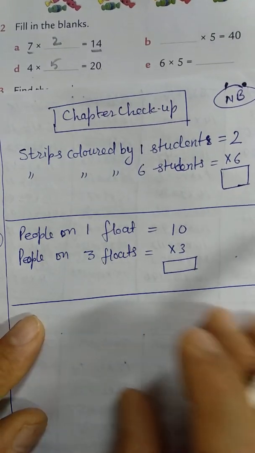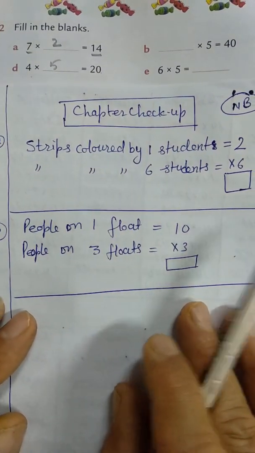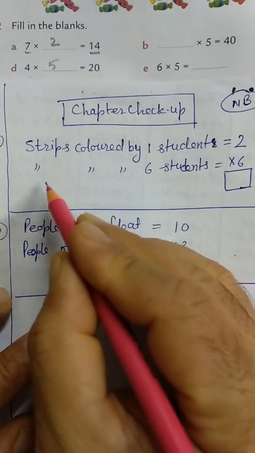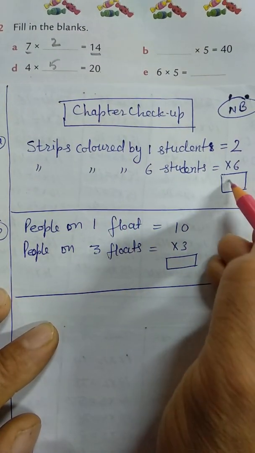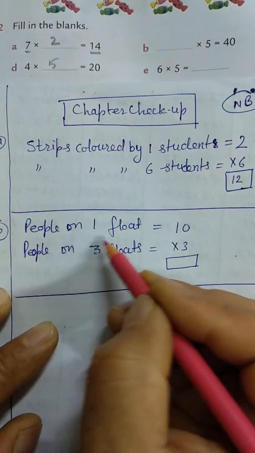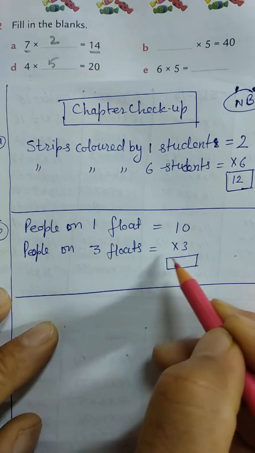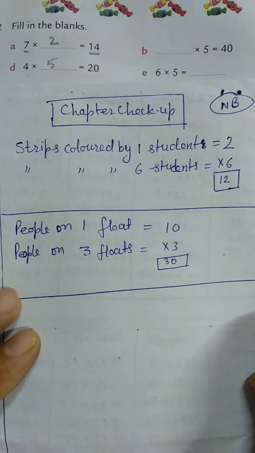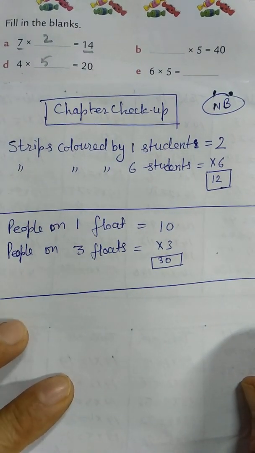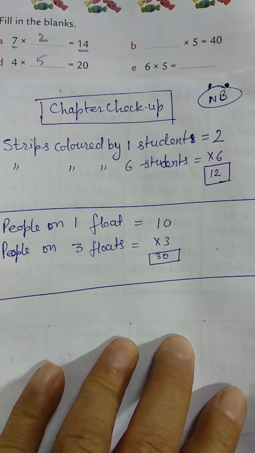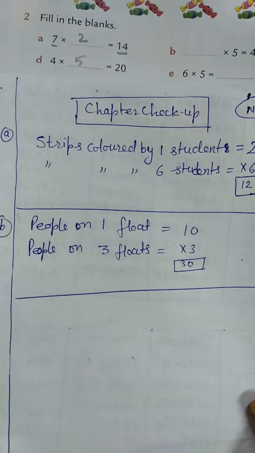How to write it in the form of a statement in your notebook? You can write like this. Chapter checkup, question number 6, part a: strips colored by one student is equal to 2. Strips colored by 6 students, 6 2s are 12. Next is part b: pupils on one float is 10. Pupils on 3 floats is equal to 10 into 3, 30. We did this type of question already. This way you can complete your chapter checkup. You can pause it and complete it.